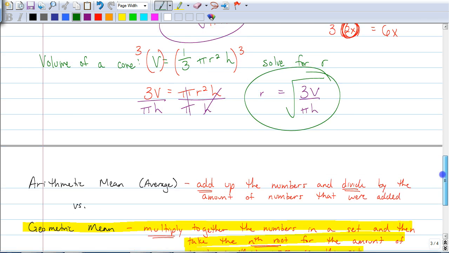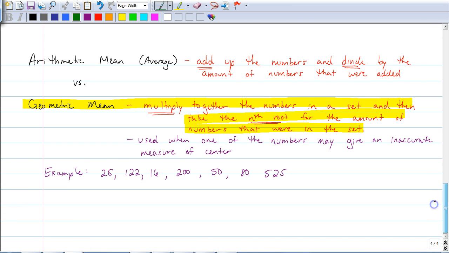So that's how we rewrite equations for a different variable. The next thing I'm going to talk about is the geometric mean. Now you want to make sure that you get this definition for the geometric mean down in your notes, but I want to review first what the arithmetic mean, or the average, is here. An average, that's what you're familiar with. Again, that's the same as the arithmetic mean.